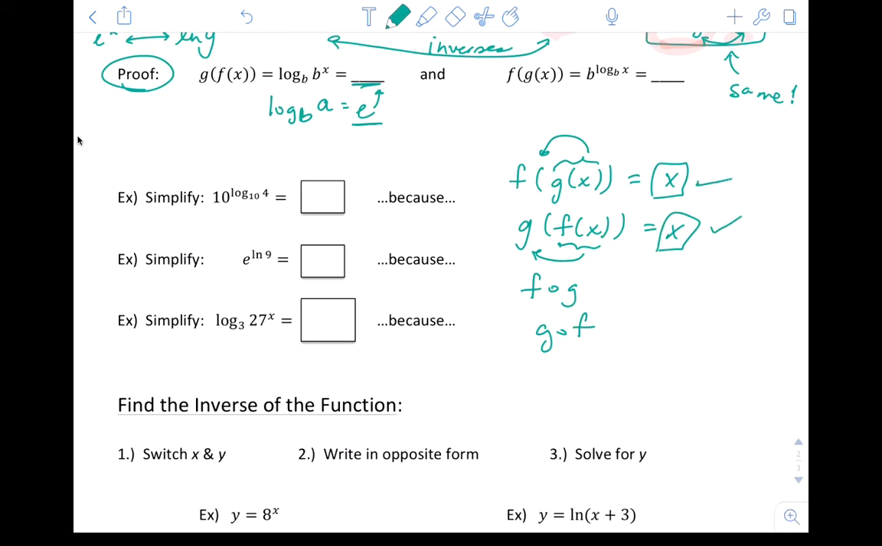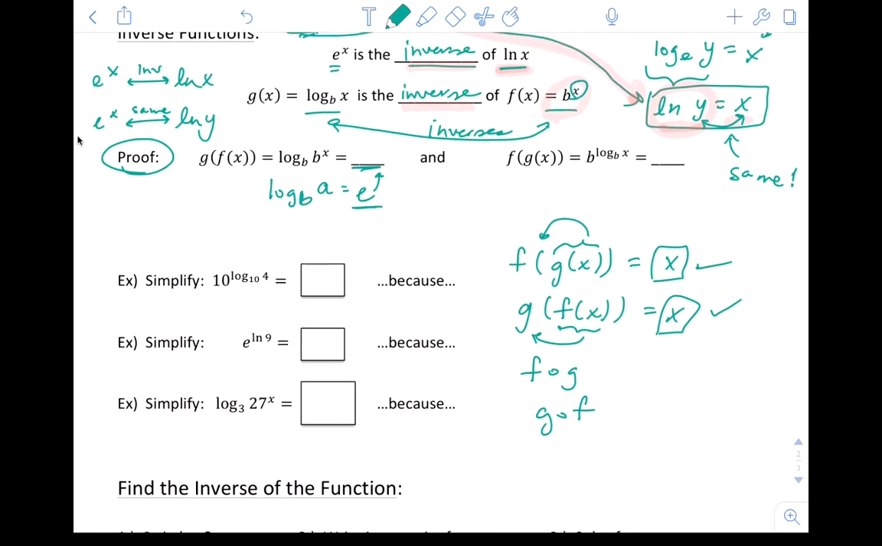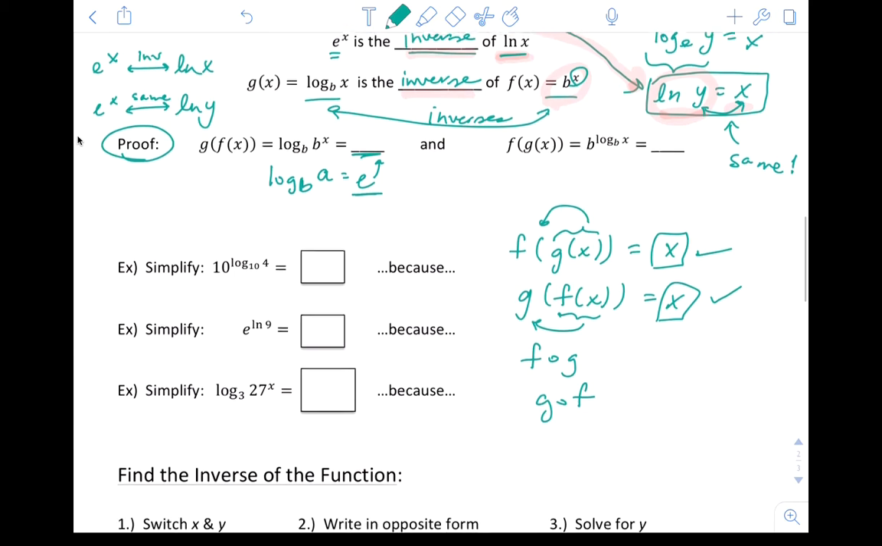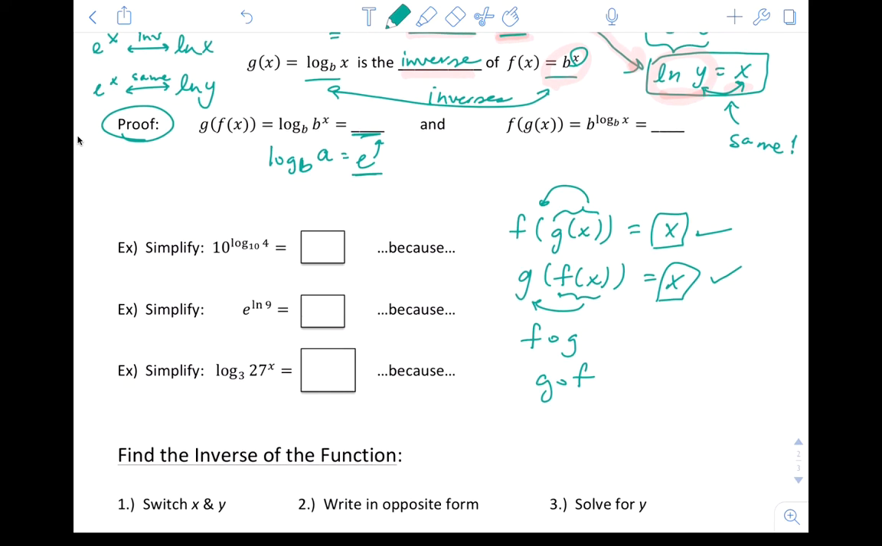So what we're going to do to prove that these actually are inverses, which is what we're talking about up here, and I know it's really messy, and I apologize for that, is composition of functions, and we're going to see that they both give you x. So here's what has happened.